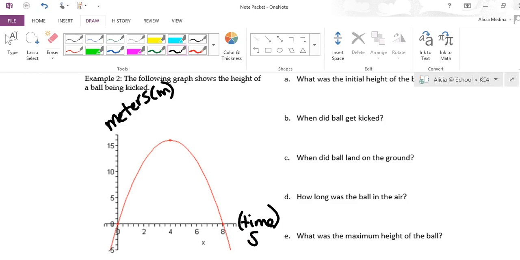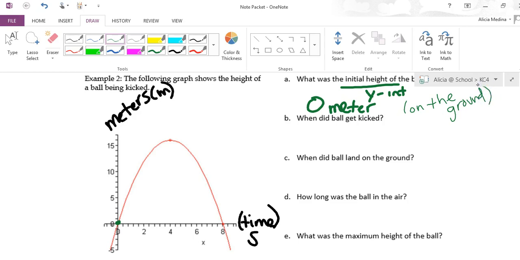All right, so the first question, what was the initial height of the ball? So initial height, again, is talking about the y-intercept. And our y-intercept is down here. So where does our ball start? Well, it's starting off on the ground. So that means at 0 meters. If you want to put in parentheses here, it's on the ground. Our height starting off at that 0.